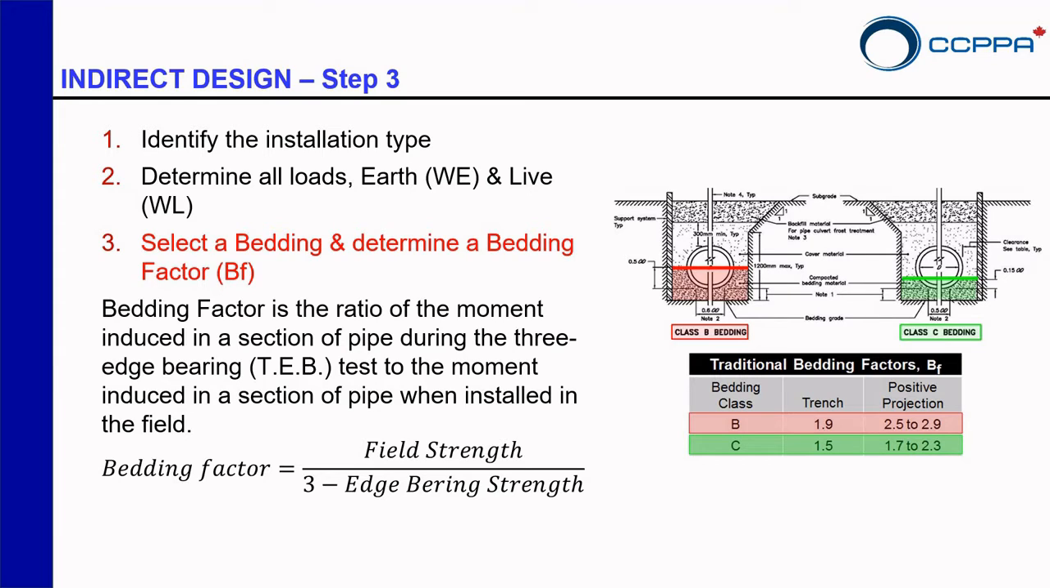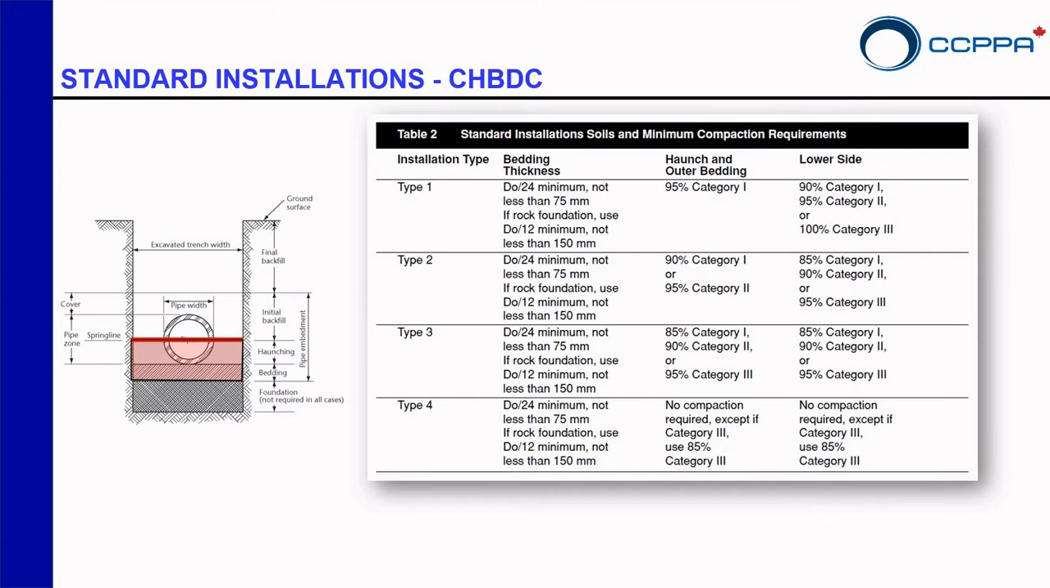This shows you the importance of knowing how the pipe will be installed. But also, some provinces in Canada follow the standard installation. These ones are included in the Canadian Highway Bridge Design Code. So the standard installations will be like a B-bedding with a structural embedment up to the spring line.